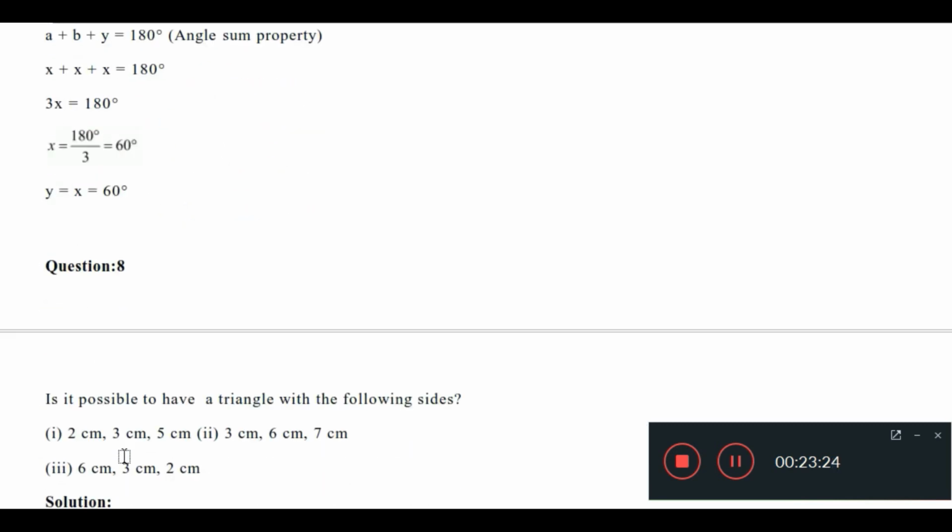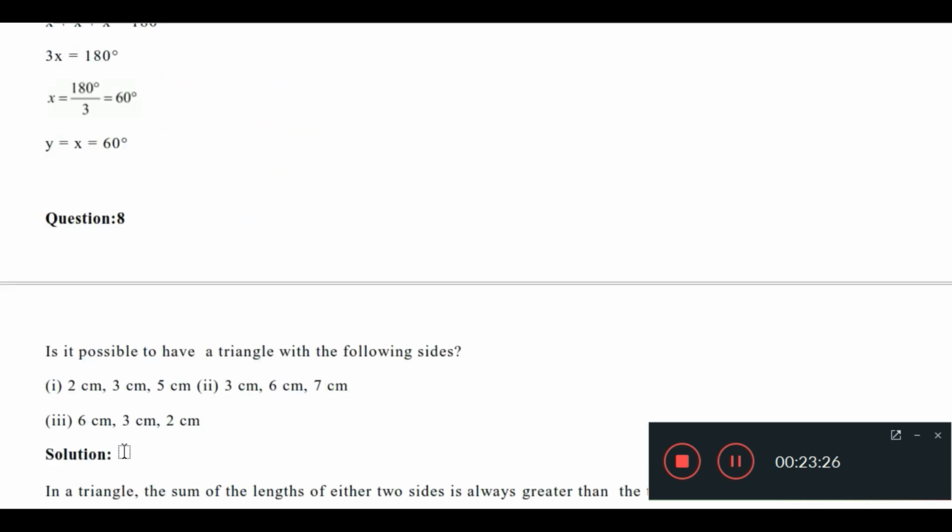Question number 8. Is it possible to have a triangle with the following sides: 2 centimeter, 3 centimeter, 5 centimeter; 3, 6, 7; 6, 3, 2? We have to tell.